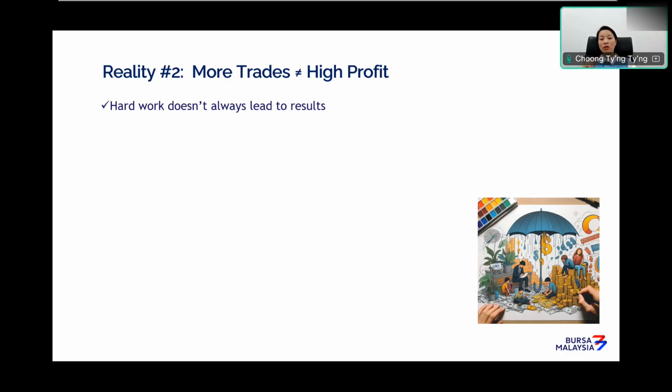Whether we are able to generate profit from the market itself is not within our control. We need to rely on the market. If the market doesn't perform, no matter how good we are, we are not able to perform as well.